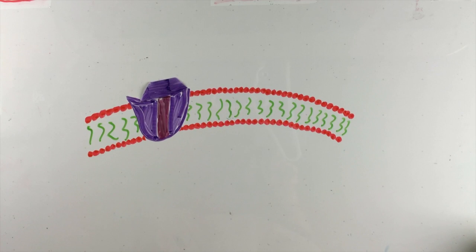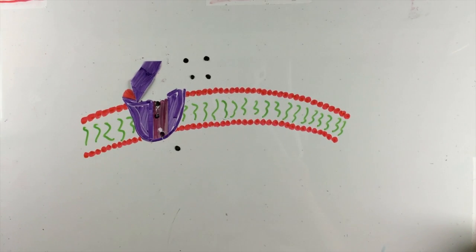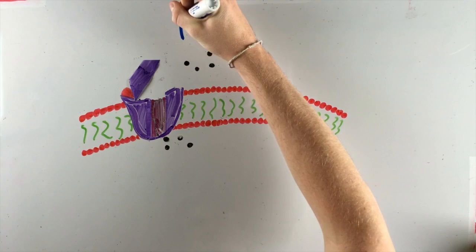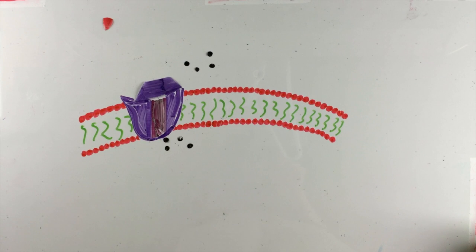Once the ligand binds with the receptor, the gate opens and allows specific ions to flow into the cell, such as sodium and calmodulin. When the ligand dissociates from the receptor, the gate closes and stops the flow of ions into the cell. These receptor proteins act as a control for cell signals.